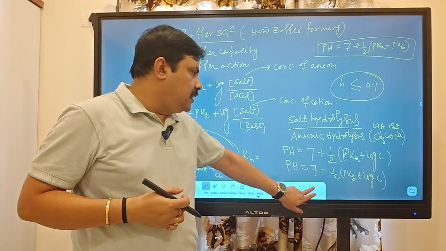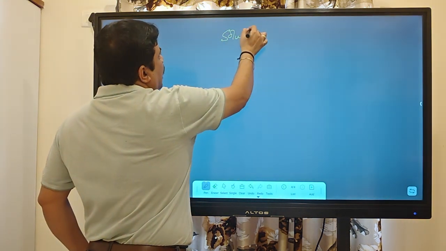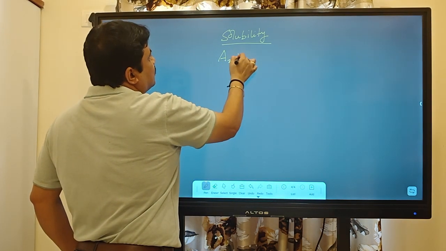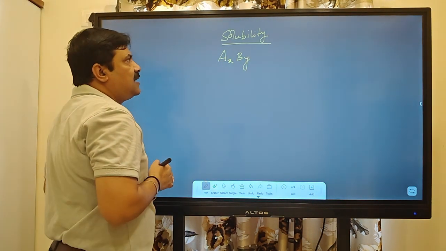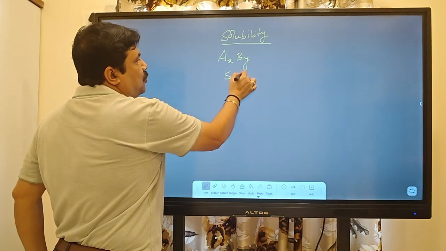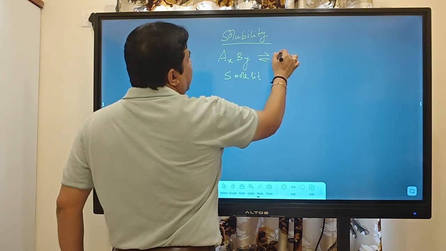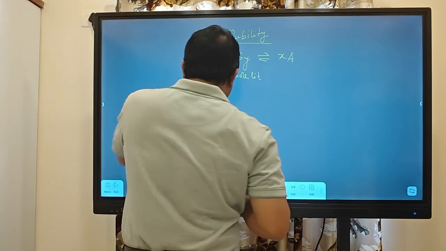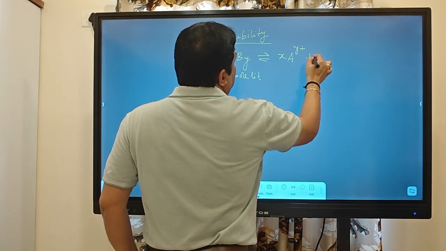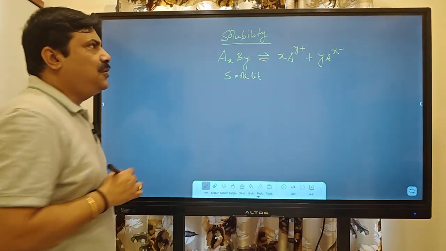Next part, if you look at, there is solubility. You always need to remember how to find out the solubility. Suppose I have an AxBy type salt. X is the number of moles of A in the salt, Y is the number of moles of B. If the solubility of this salt is S mole per liter, then immediately you will get X amount of A and Y amount of B. So you will get like this.